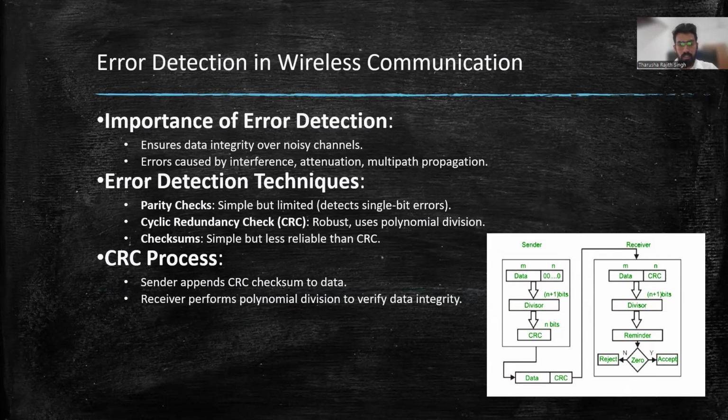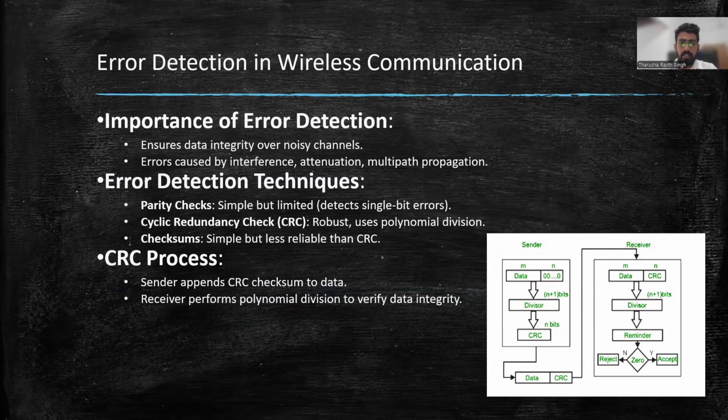Error detection techniques. First one is the parity check. This is one of the simplest forms of error detection, where a bit called the parity bit is added to the data to make the total number of ones either even or odd. If the received data does not match the expected parity, an error is detected. However, parity checks are limited in their ability to detect multiple errors.